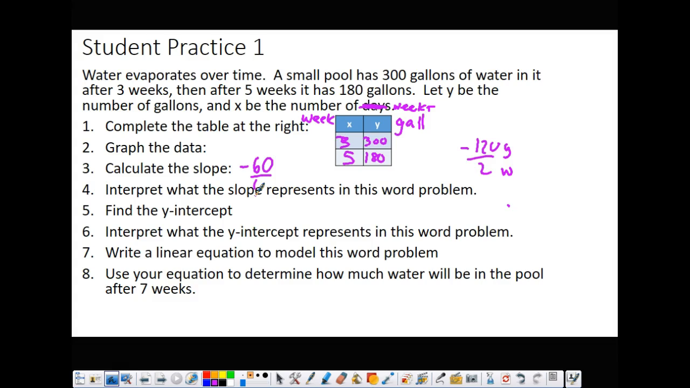Alright, so that's 3, 4. So interpret what the slope of revenue is. So if you read the problem, read the problem.